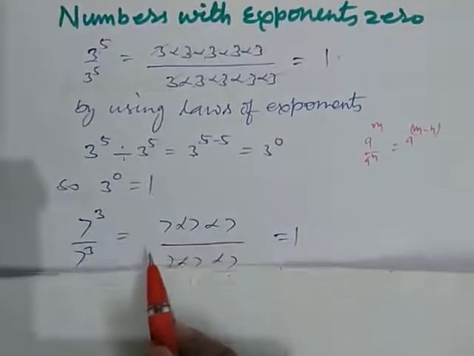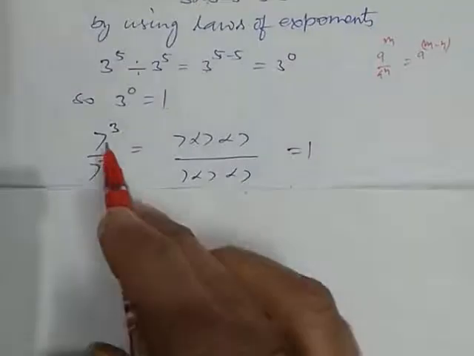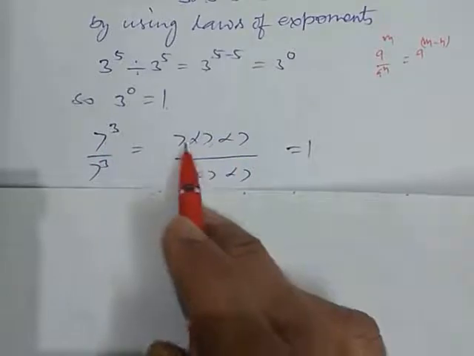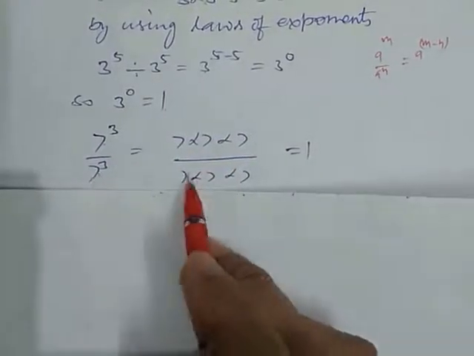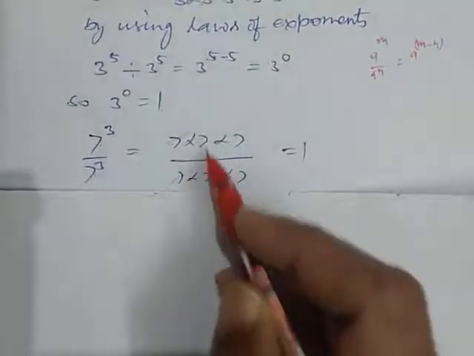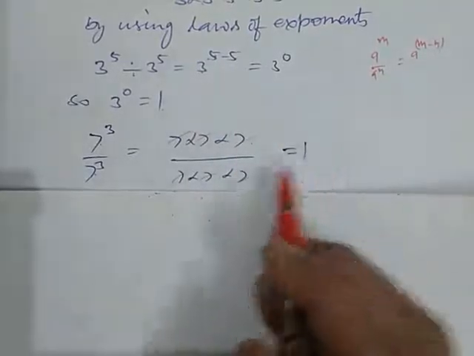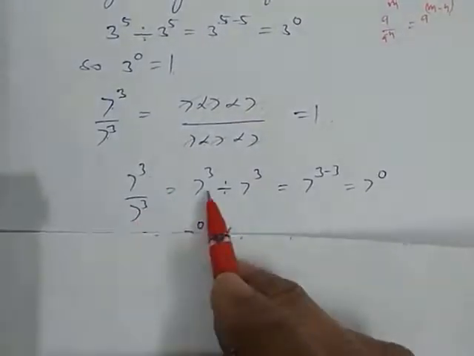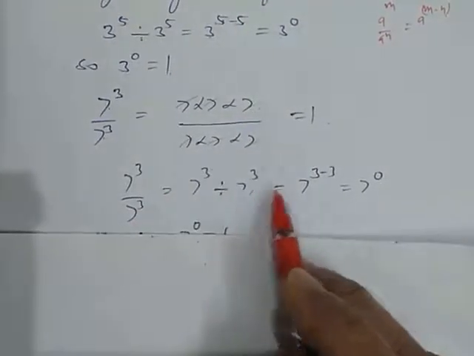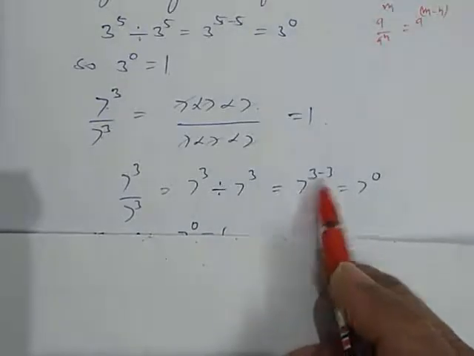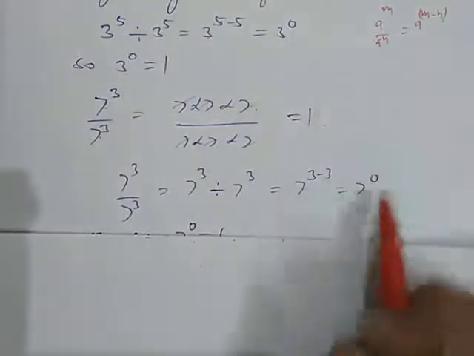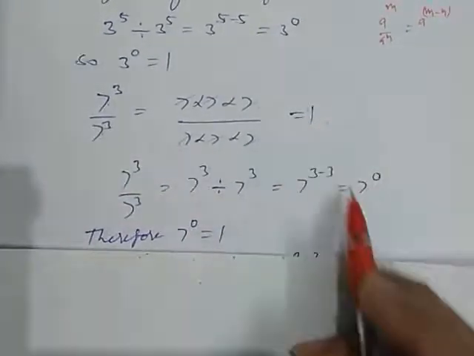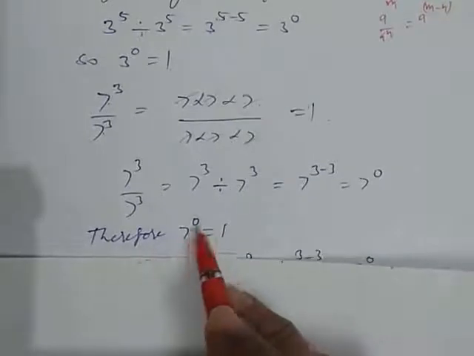So remember this thing. Now we take one more: 7 raised to the power 3 upon 7 raised to the power 3. Write 7 raised to the power 3 in expanded form, 7 into 7 into 7, and again 7 into 7 into 7. By cancelling this we get 1. By another method, this becomes 7 raised to the power 3 divided by 7 raised to the power 3, that is 7 raised to the power 3 minus 3. With this formula we get 7 raised to the power 0. Therefore 7 raised to the power 0 equals 1.